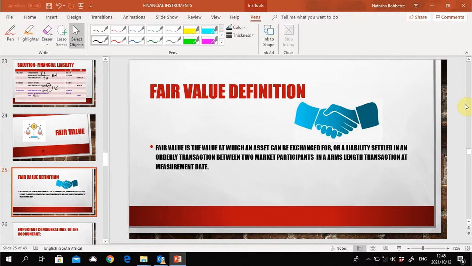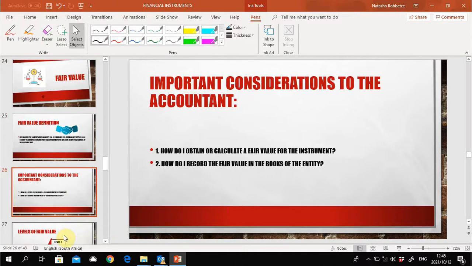As you can imagine, it's very abstract. So consequently two questions arise if you're an accountant and someone tells you, right, we're going to use the fair value valuation. The first question you're going to ask is, how do I obtain or calculate a fair value for an instrument? Where do I start? How do I do the math?